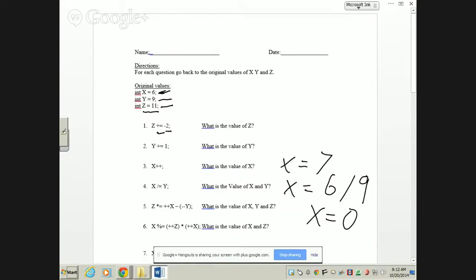It also asks for the value of y. What is the value of y? A little louder? That's correct. y remains at 9. y is unchanged. So the correct answer for number 4 is x equals 0 and y equals 9.